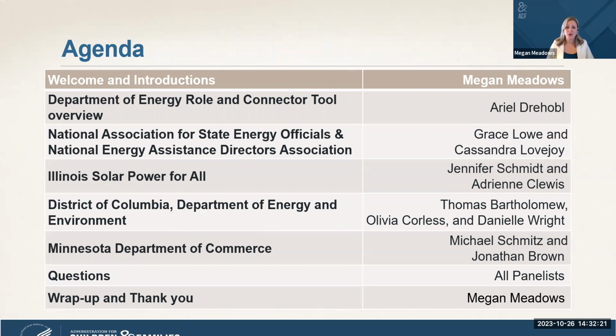Next slide, we'll go over today's agenda. First, we'll receive an overview from the Department of Energy for their connector tool. We're also going to receive today an update on various projects from the National Association for State Energy Officials and the National Energy Assistance Directors Association. Then we'll hear firsthand from 3 states who are all at various stages of implementation of their community solar projects. These states include the state of Illinois, District of Columbia, and Minnesota. And we'll have an opportunity for question and answer at the end of today's discussion.